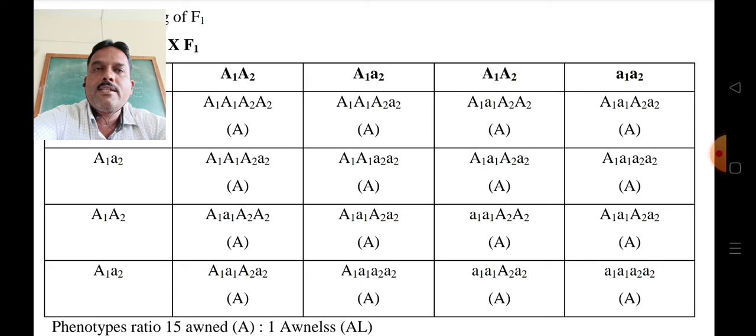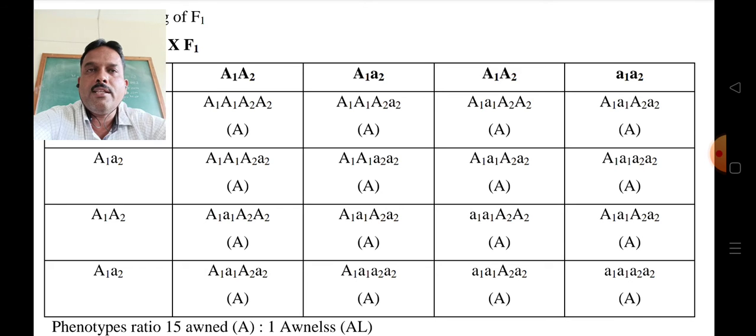Within those 16 genotypes, we can observe the first 9 genotypes in which both dominant genes, A1 and A2, are present, so the effect will be awned. The next 6 genotypes are those where either A1 is present or A2 is present, so these 6 also become awned. So 9 plus 6, that is 15 awned.